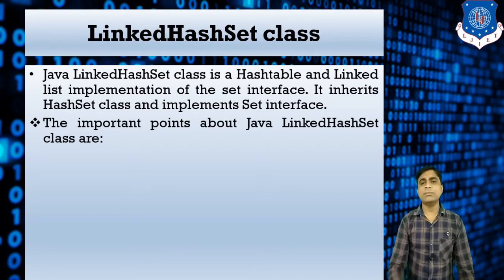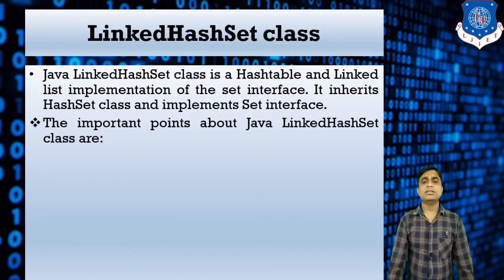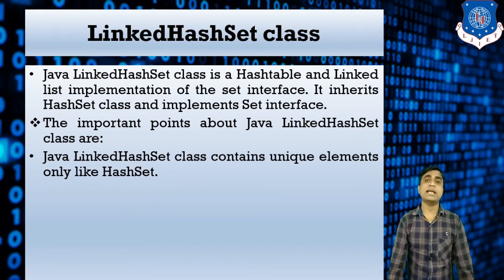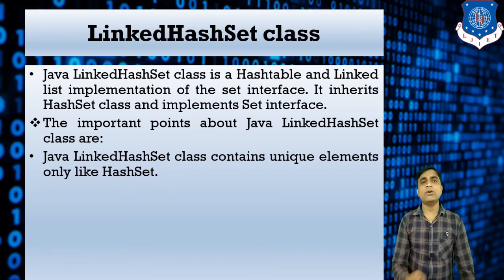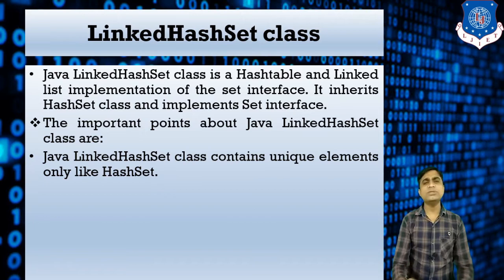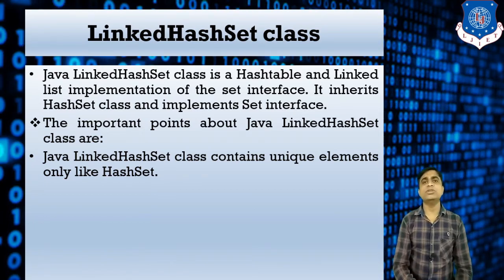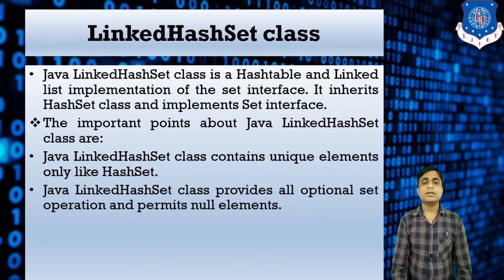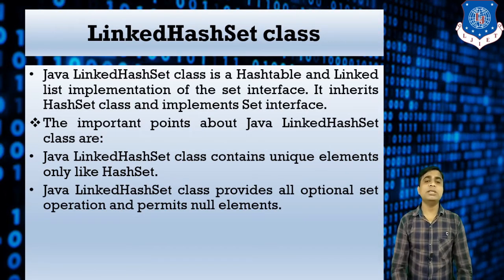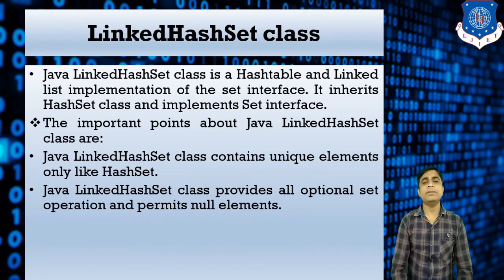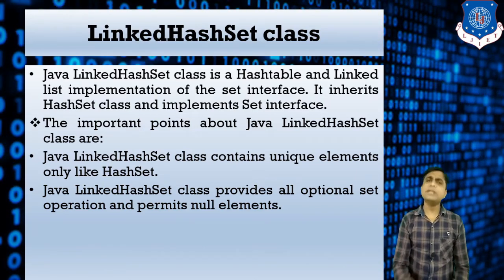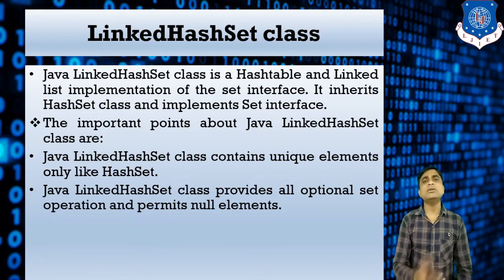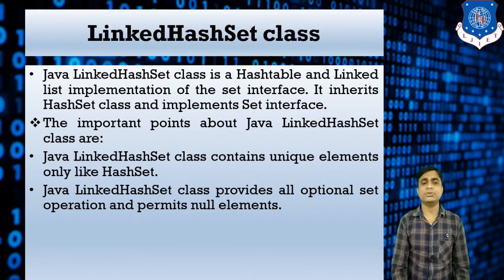So here are some points about the Java LinkedHashSet. The first one is that the Java LinkedHashSet class contains unique elements only, like a HashSet. So as you can see, HashSet can store unique elements, and LinkedHashSet also stores unique elements. The Java LinkedHashSet class provides all the optional set operations and permits the null value. So it is similar to HashSet, but LinkedHashSet is similar to a linked list. That is the only difference between these two.